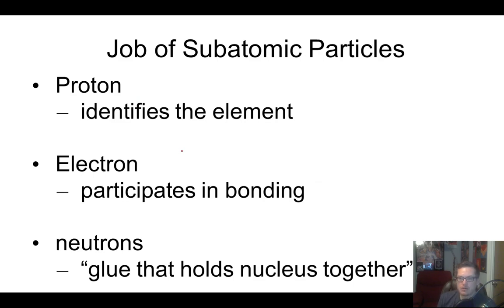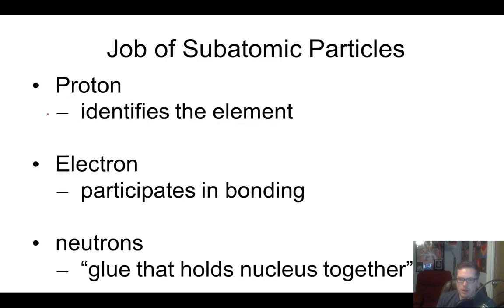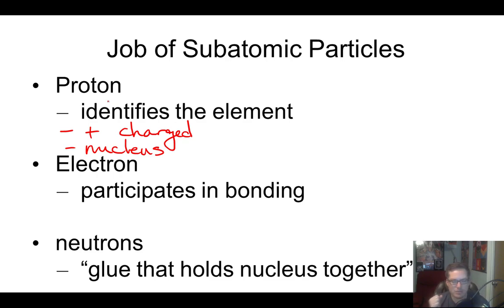So here is our job of subatomic particles. The protons identify what the element is. They're also positively charged, and they reside in the nucleus. So the proton, we use this to actually tell us what the element is. Hydrogen has 1 proton, helium has 2 protons, lithium has 3 protons, etc.